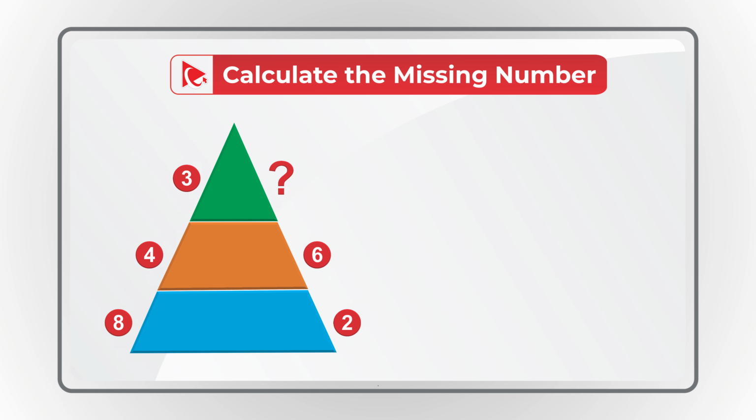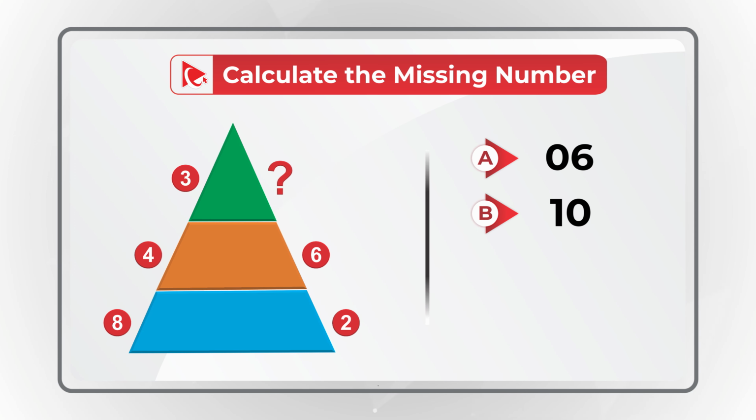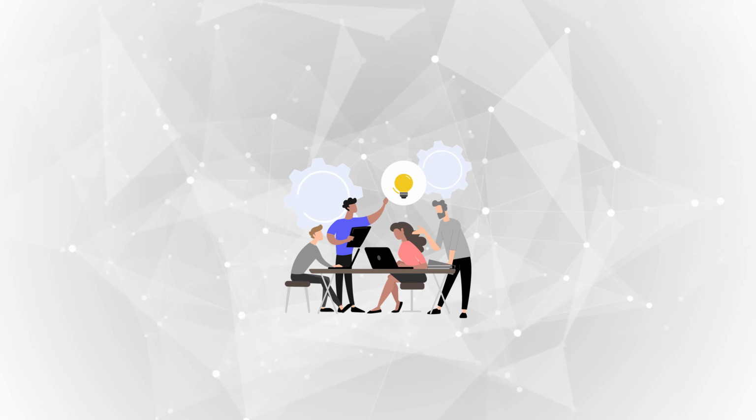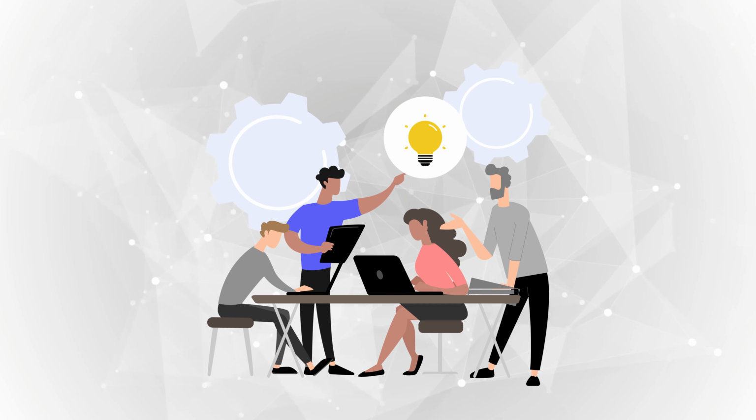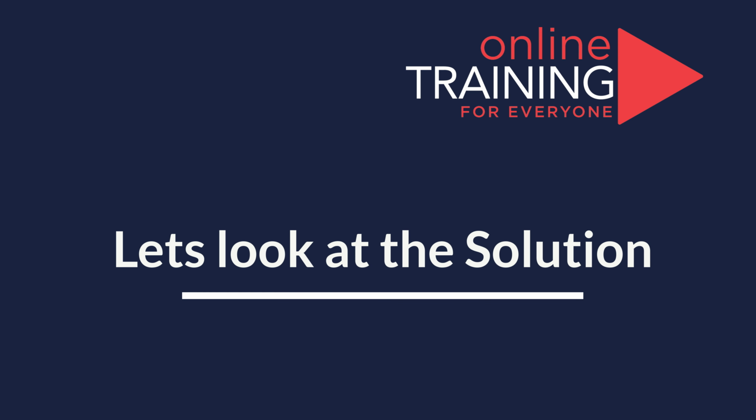You're presented with 4 different choices. Choice A, 6. Choice B, 10. Choice C, 7. And choice D, 2. Do you see the answer? I'm gonna give you a quick hint here. You need not to guess the number, but you need to calculate it. Let's move forward so we can get to the correct solution together.